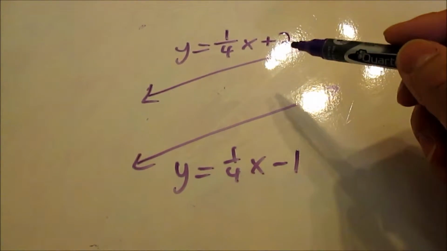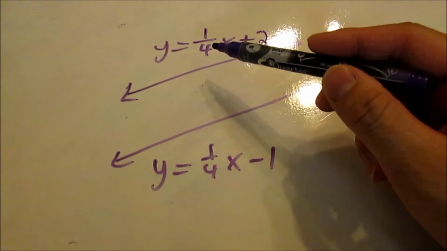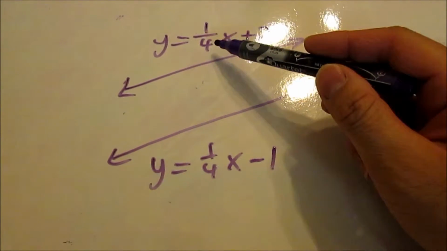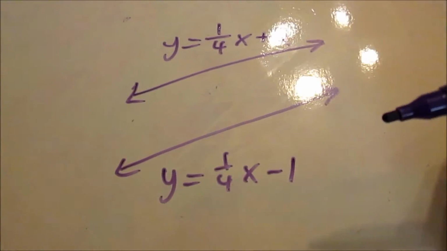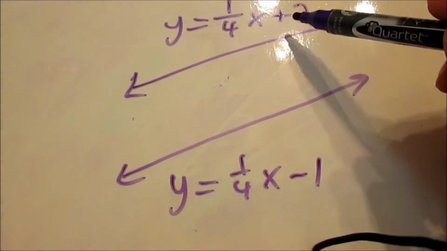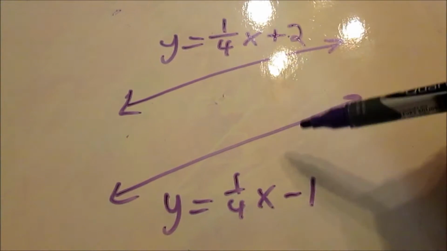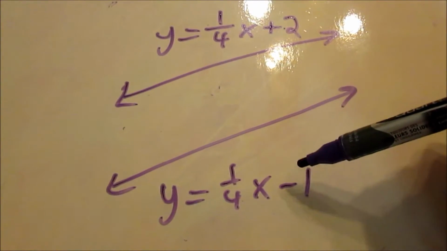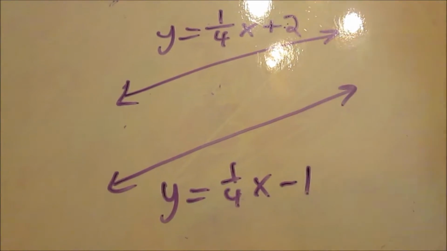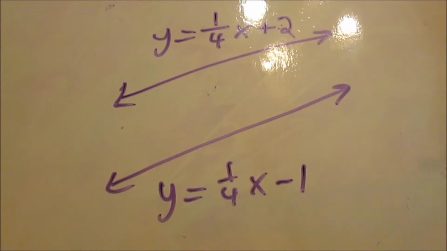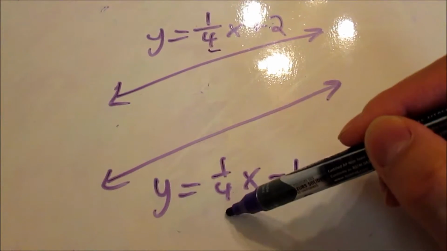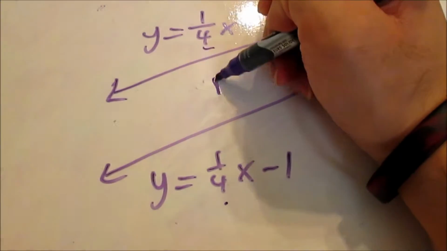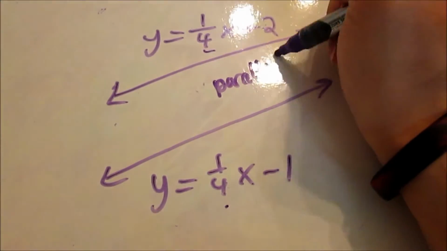What if we have 2 lines that have a slope that is a fraction? For example, the slope here is 1/4, the slope here is 1/4. And what if their y-intercepts, here it's positive 2, here it's negative 1. That doesn't really matter. As long as the slopes are the same, 1/4 and 1/4, they will make parallel lines.